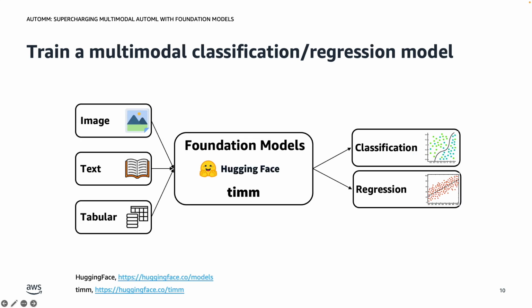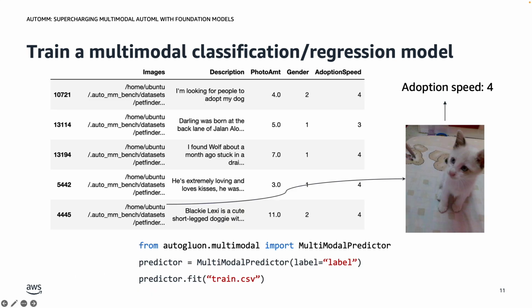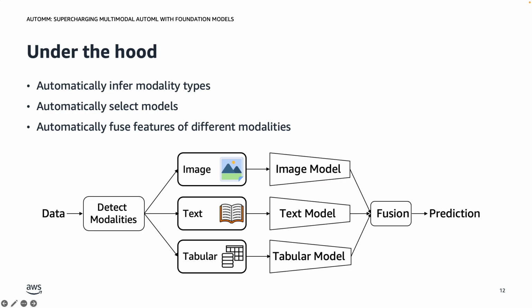What if your data are multimodal: image, text, and tabular? Here is one example of multimodal classification. It's called PetFinder. Each pet has images, text descriptions, categorical and numerical attributes. Based on this multimodal data, we need to predict how fast a pet will be adopted. The API usage is the same as the unimodal. So far, you can see the same API can handle both unimodal and multimodal.